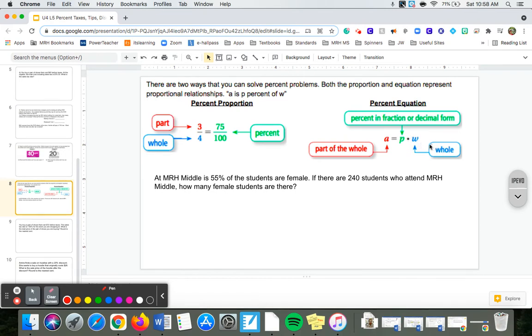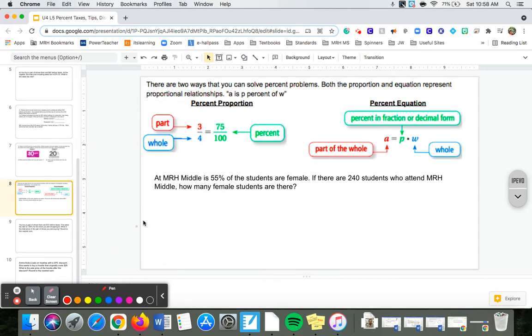So if we're trying to find a percentage of something, remember from the last video, the word "of" means to multiply. So if I'm trying to find 50% of 20, 50% multiplied by 20, 50% as a decimal would be 0.5, multiplied by the 20 would give me the part that is 50% of 20, which would be 10. So that's a brief overview.